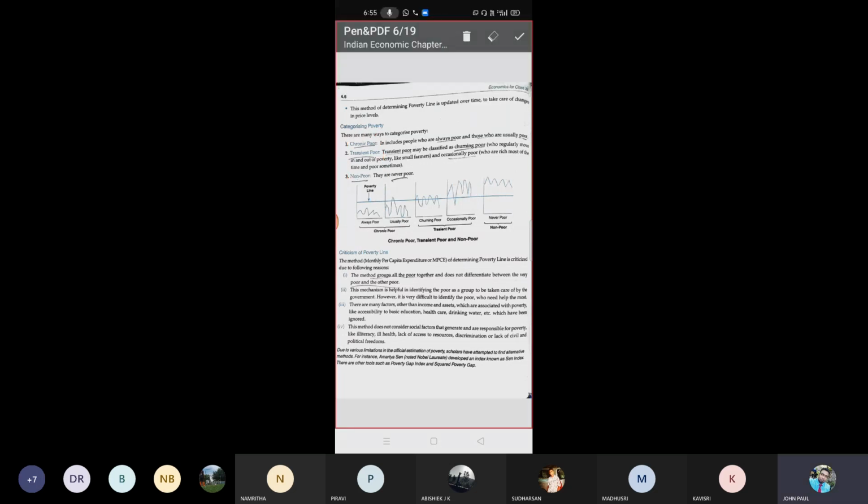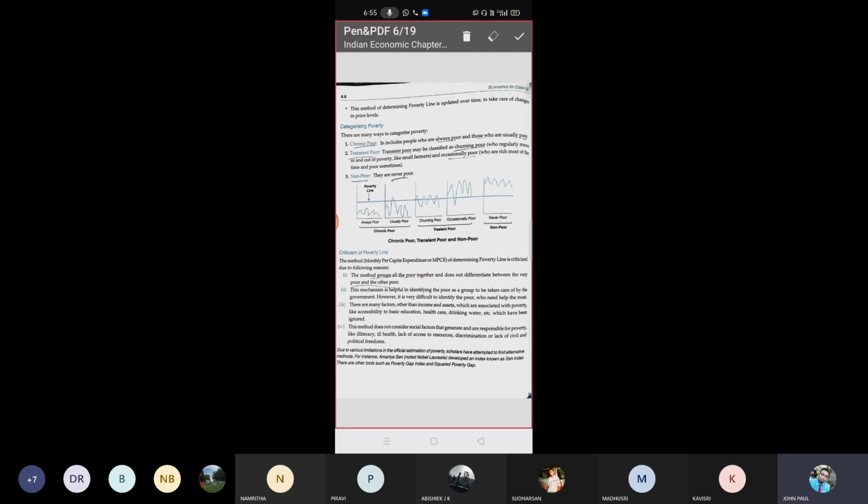Okay, next: criticism of the poverty line. Criticism in the sense that some people will point out the drawbacks. So what are the drawbacks of this poverty line? We'll discuss one by one. The method of determining the poverty line by monthly per capita expenditure is criticized due to the following reasons.